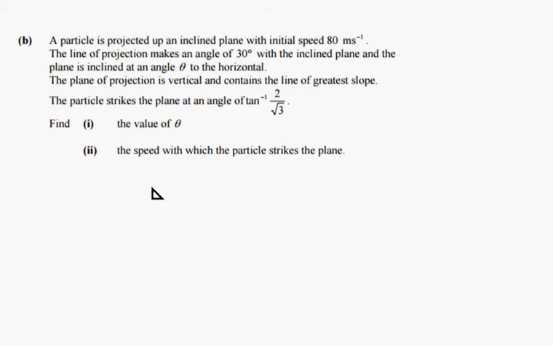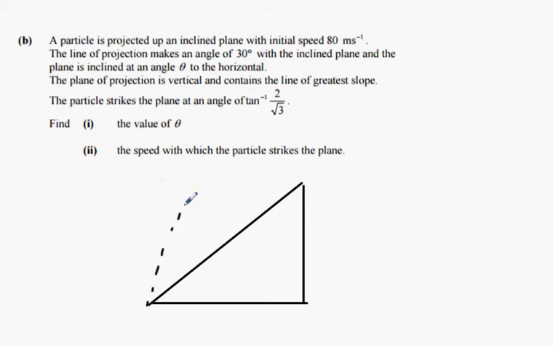Actually, I'll draw my own one. I like it going this way. So here we go, here's our inclined plane. Now, what we're going to do next is draw our generic path: it goes up, it goes down, and it hits somewhere up here. The line of projection makes angle 30 degrees with the inclined plane, and the plane is inclined at angle theta to the horizontal. So, theta here, and a 30 stacked on top of that.